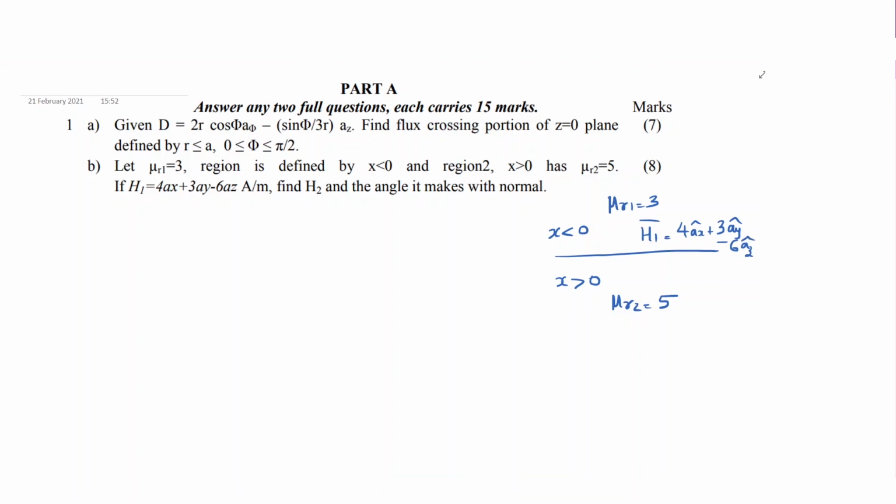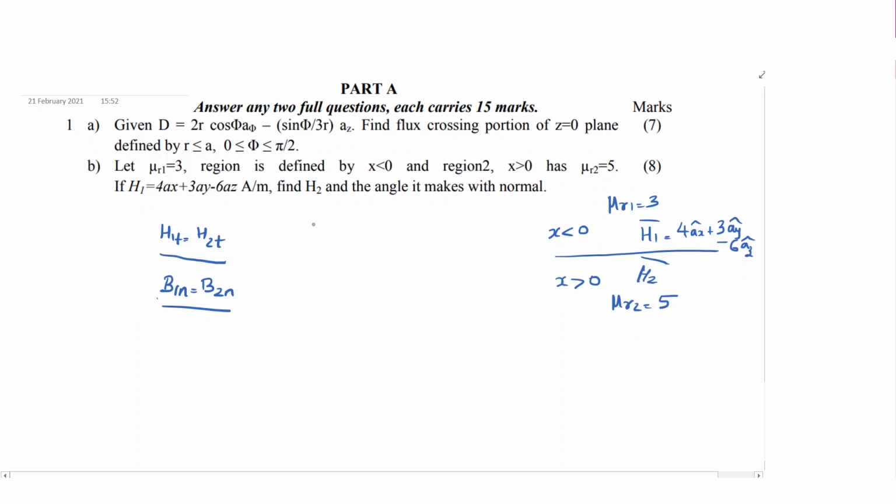So here you have to calculate H2. You know that you have to apply the boundary conditions. The boundary conditions are: H1t is equal to H2t, the tangential components of H1 and H2 will be the same. And the normal components of B1 and B2 will be the same, B1n is equal to B2n. These are the two boundary conditions that you can apply.